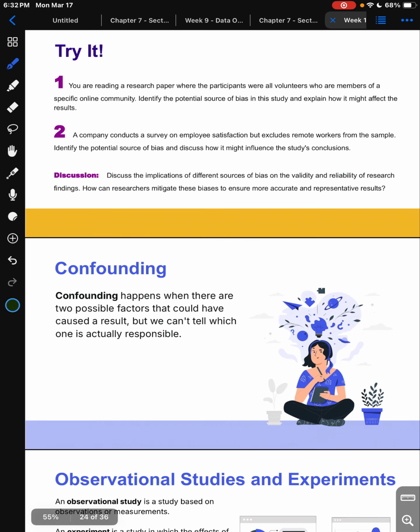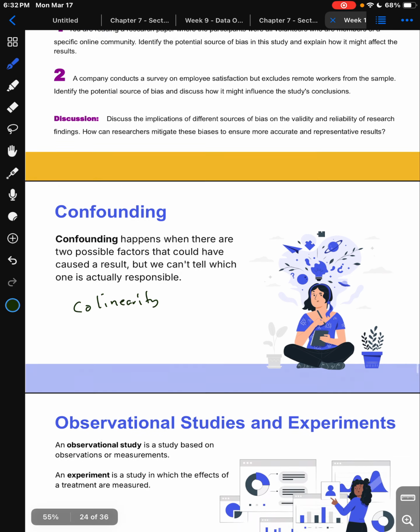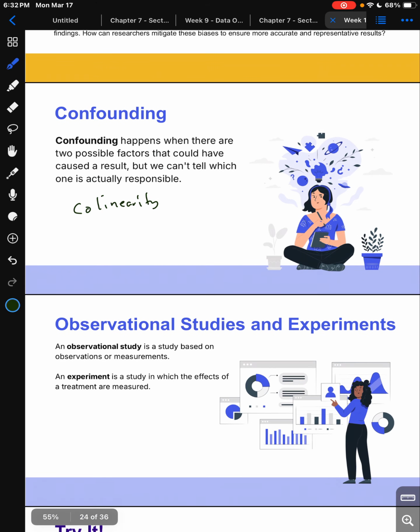Confounding happens when there are two possible factors that could have caused a result, and we can't tell which one is actually responsible. That's also called collinearity. Like two things are collinear, they're producing the same outcome. An observational study is a study based on observations or measurements. An experiment is a study in which the effects of the treatment are measured.